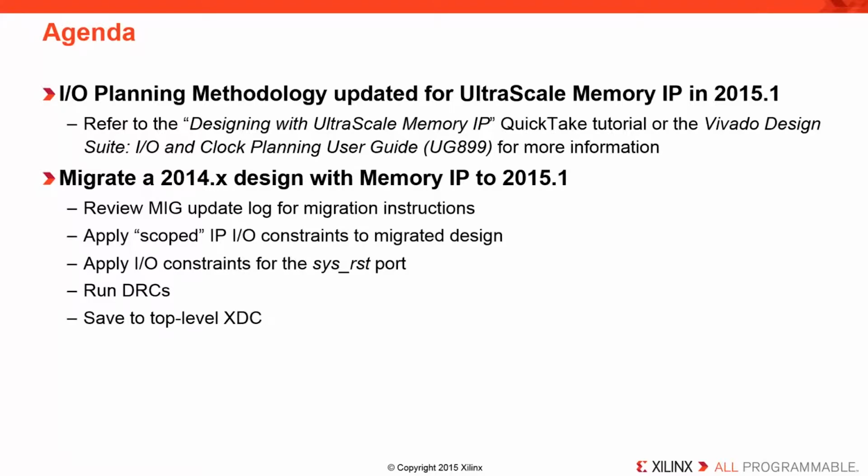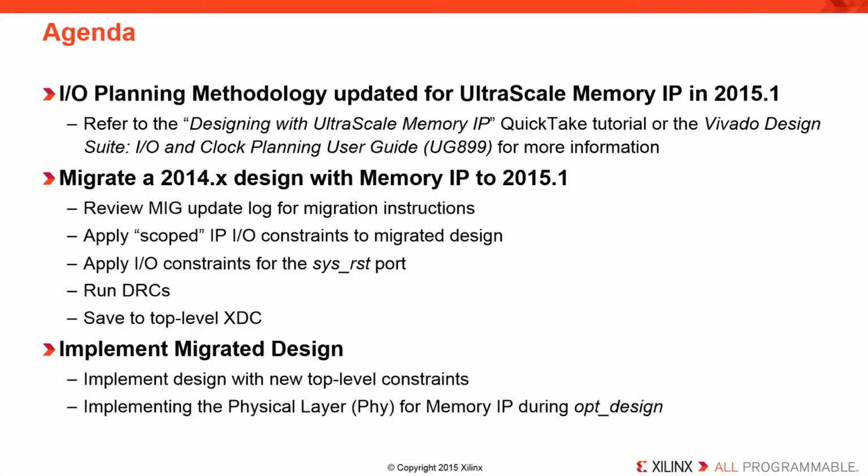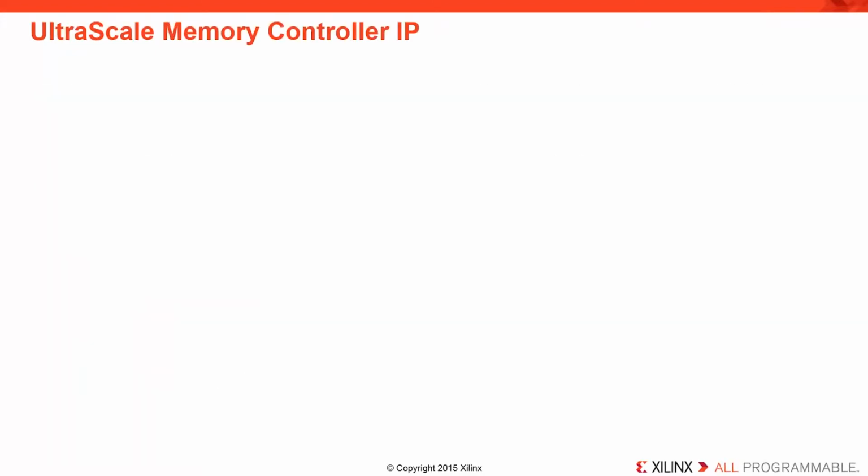And finally, we'll save those scoped I/O constraints for the MIG-IP itself to the top-level design, which will inherit all of the top-level port names. We'll then implement the design with these new top-level I/O constraints, and we'll examine the physical layer implementation during the app design step. We'll then open up the implemented design and look at the floor plan constraints that were created during the app design step.